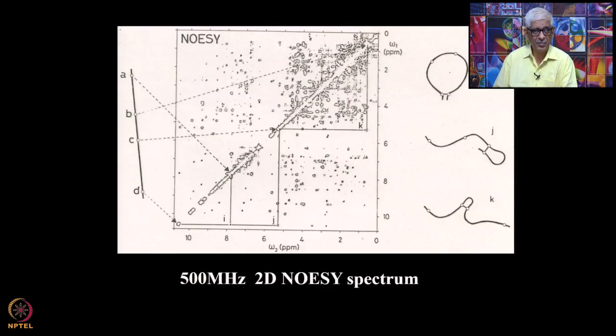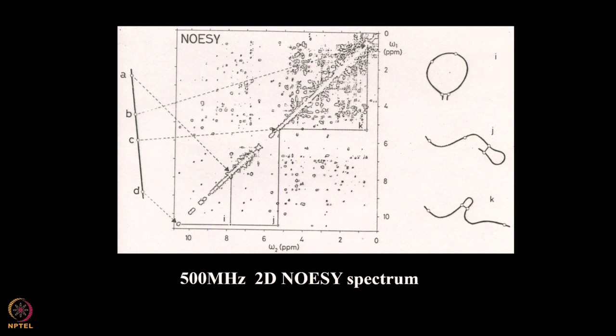Now, this is a typical NOESY spectrum of a protein. This is a spectrum which is relatively old, of course this is not a very good spectrum, but nonetheless this is one of the very early ones, and therefore it is important to show this. It shows the connections between the different residues.